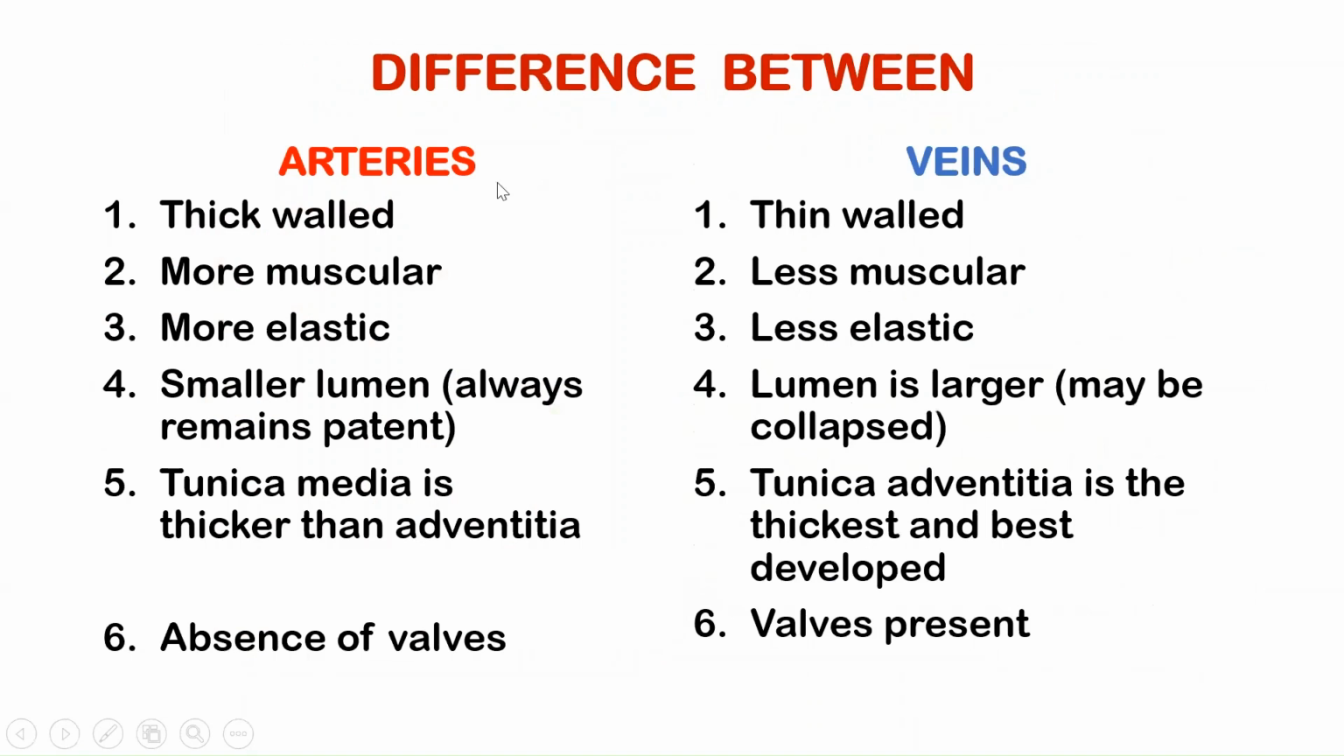The difference between arteries and veins: arteries are thick-walled, with more muscular and elastic tissue. Veins are thin-walled with less muscular and elastic tissue. The lumen is smaller in the case of arteries, and larger and sometimes collapsed in veins. In arteries, the tunica media is the thickest layer. In the case of veins, it is the tunica adventitia which is best developed. Valves are absent in arteries and present in veins.